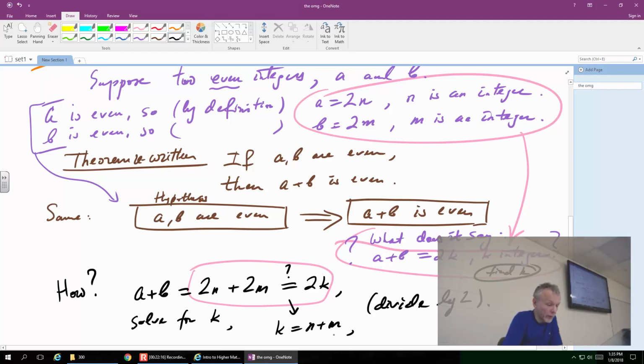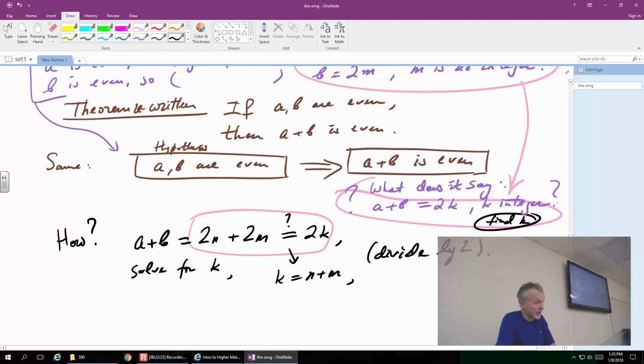The other thing that remains is to make sure that the condition is satisfied, the conclusion is satisfied. Even though we do have a plus b equal to 2k, what remains to be shown is that k is an integer. Of course it is an integer, but I don't want to go into the axioms of integers. Let me put it this way: k is an integer as a sum of two integers.